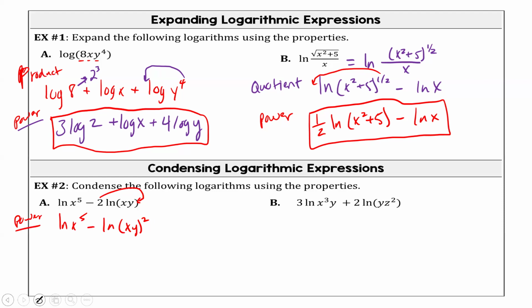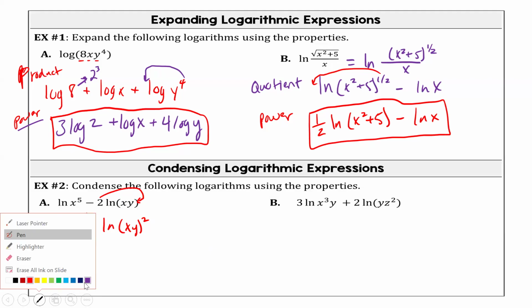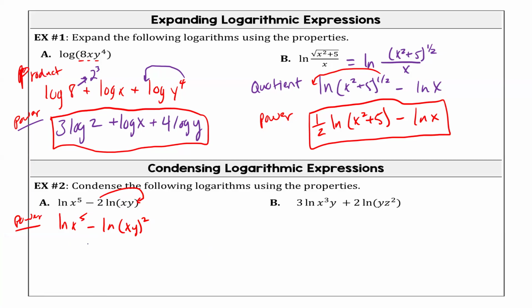Okay? Now, there's only one operation here, which is lucky for us. So because there's only one operation, this is going to lead us to what? Minus leads us to quotient. So minus is going to lead us to quotient. So that means we now have the natural log of x to the 5th over x squared times y squared. Did I mess up anyone with that step?